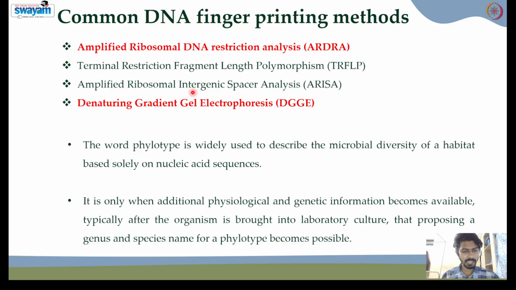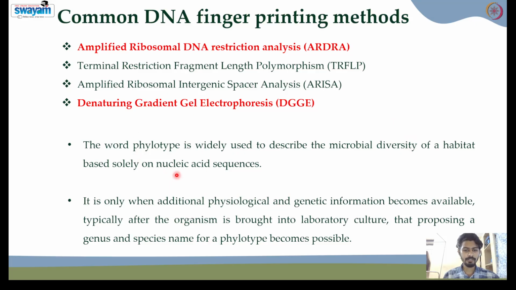But in this lecture, we will focus only on the first and fourth ones, which are amplified ribosomal DNA restriction analysis, ARDRA, and denaturing gradient gel electrophoresis. So we will see them in the upcoming slides. Before that, you have to know the term phylotype because it is very important when we try to describe the microbial diversity of a habitat based solely on nucleic acid sequences.